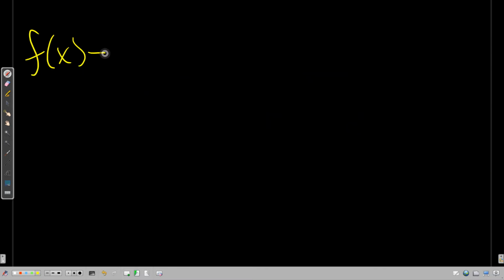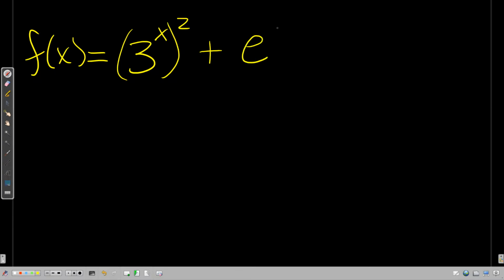So let's say you had a function that was how about 3's looking good. Let's do 3 to the x squared, what we were just looking at, and plus, I don't know, let's say e to the, make it really confusing for you, e to the 3x squared. There's a lot of 3's, x's, and squares floating around. How are you going to navigate this?